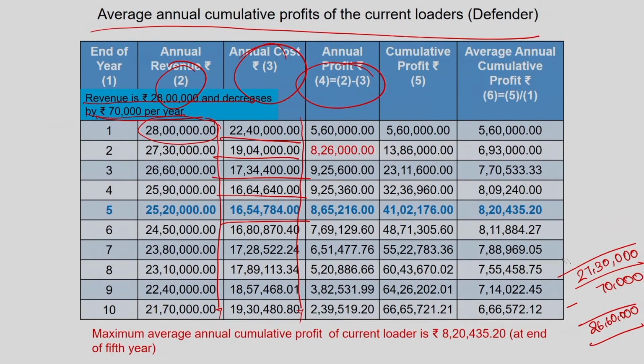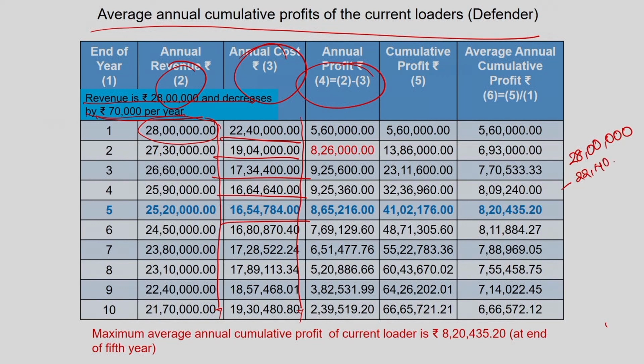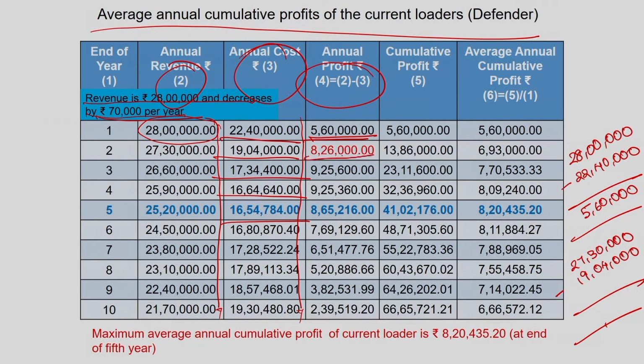So, how are you going to do it for the first year? The annual revenue for the first year is 28 lakh minus your annual cost for the first year, 22 lakh 40,000. So, this gives me the annual profit for the first year as 5 lakh 60,000. Now, calculate the annual profit for the second year. The revenue for the second year is 27 lakh 30,000. The annual cost for the second year is 19 lakh 4,000. So, that gives me the annual profit for the second year as 8 lakh 26,000.